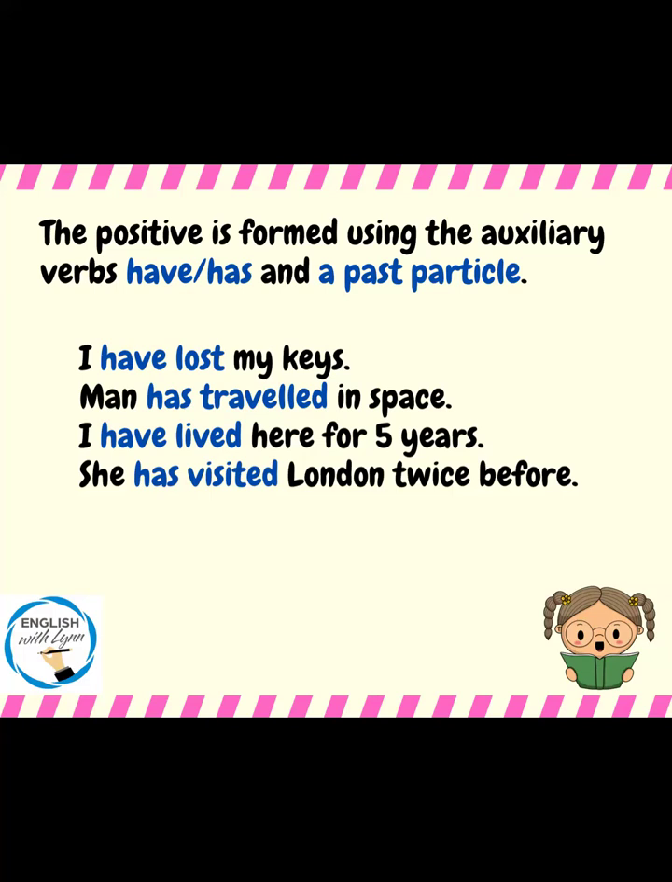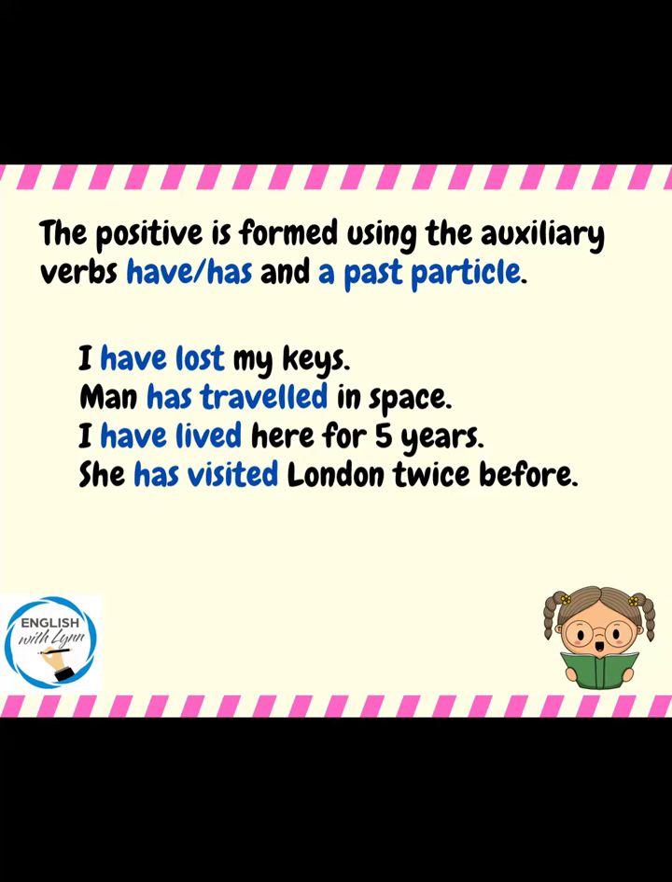Okay, so if I'm talking about I have lost my keys, it's something that has recently happened, and I'm still looking for them. So I haven't found them yet. So have lost is my verb chain. It has the auxiliary verb, it has my past participle lost. Man has traveled in space. We're showing an accomplishment. It's something that man has accomplished. So has travelled is my present perfect tense in there.